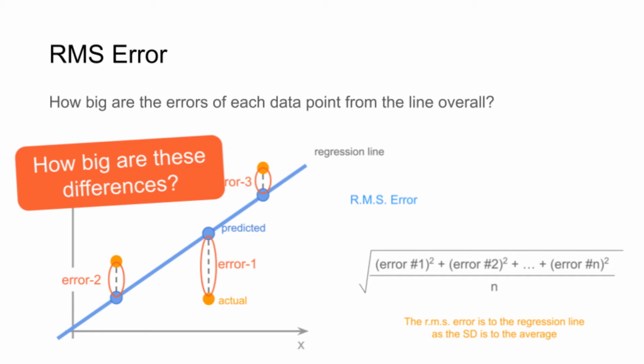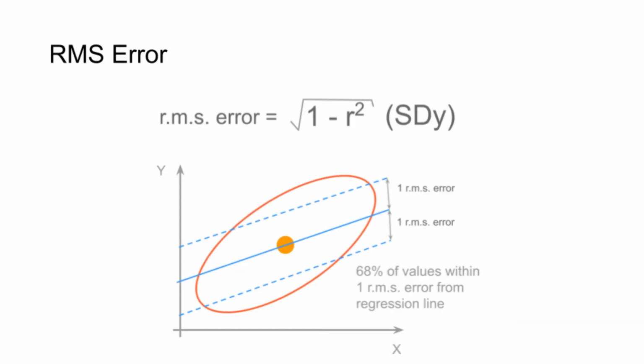But to get a big picture number of the overall error around a regression line, we use the root mean squared error. This quantifies how off all of your data is from the regression line, just like how standard deviation is used to measure variability around a mean. Mean squared error is used to measure spread around your regression line.